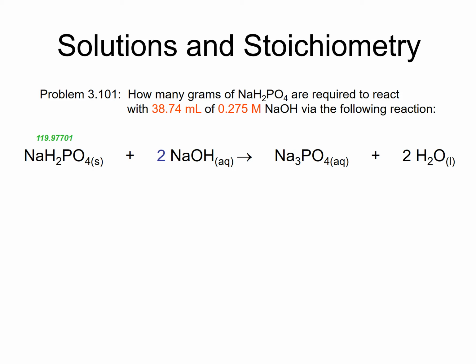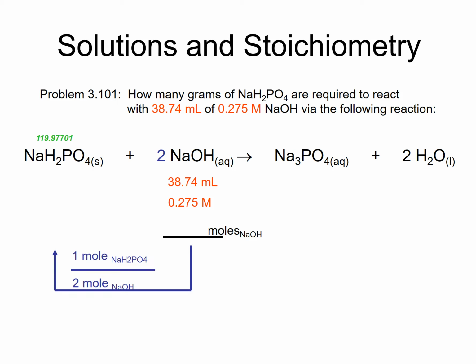I like to place these pieces of information right where they belong, and the 38.74 milliliters and 0.275 molar belongs with the sodium hydroxide. What we'll do is convert this information into moles of sodium hydroxide, at which point this problem becomes a lot like the problems we've worked in the past. Once I've got moles of sodium hydroxide, then the blue arrow tells me I'll be converting from moles of sodium hydroxide using a mole ratio of 1 to 2 into moles of sodium hydrogen phosphate, using the mole ratio.